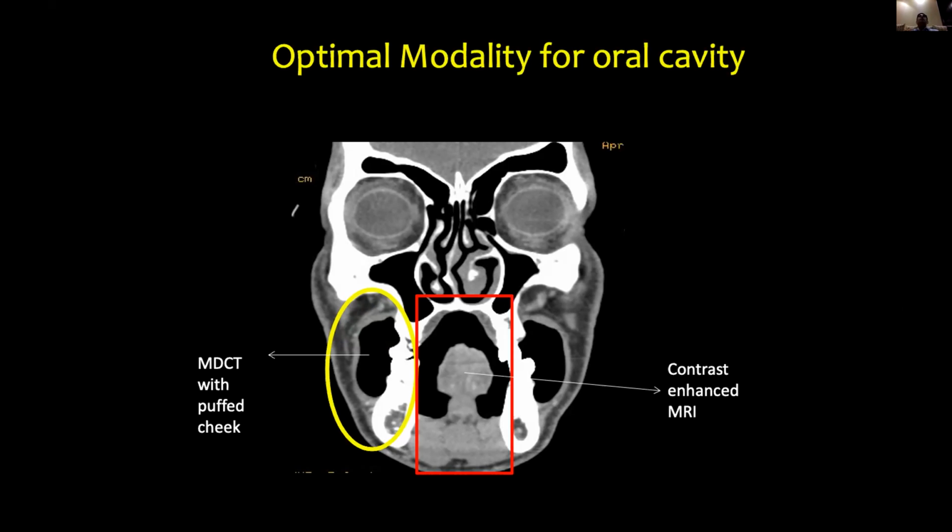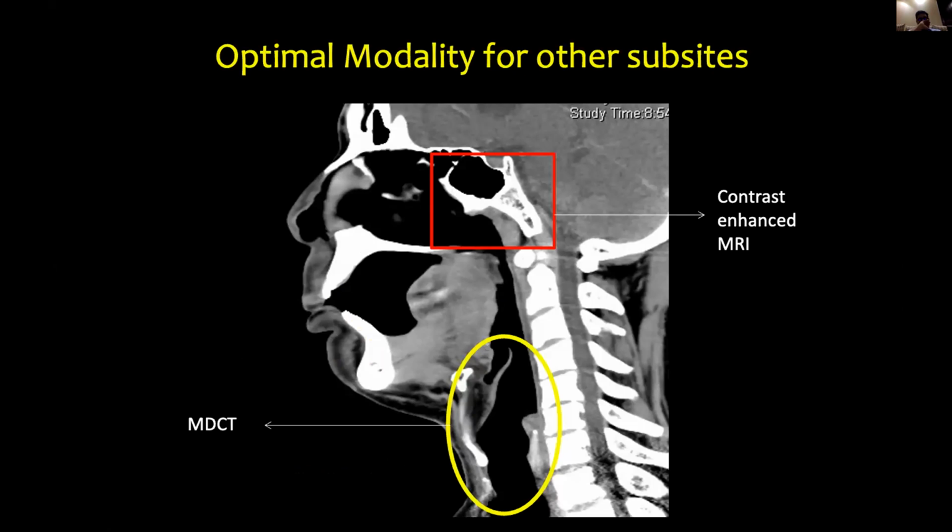For the base tongue and the tonsillar malignancy, if you have a disease which is extending into the retromolar trigone, then you can supplement MRI with plain CT scan images to understand whether the RMT is eroded or not, or whether there is erosion of the pterygoid plates or not. Moving further, the other important sites are the base skull and the nasopharynx. For these, the modality of choice is contrast enhanced MRI.